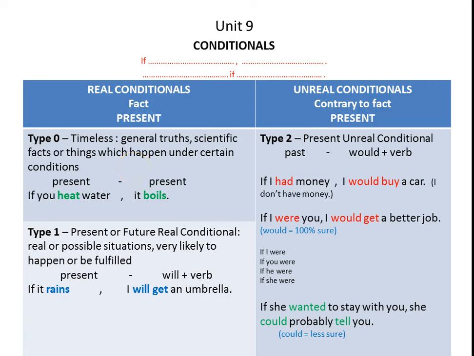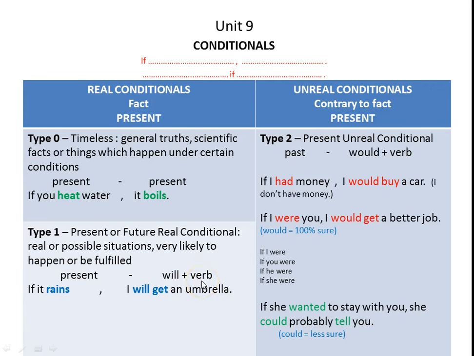If you throw something, it falls. If you heat water, it boils. Heat is present, boils is present. Therefore, the verb in the dependent clause is going to be in the present form, as well as the verb in the independent clause. And also it refers to general facts that can be true for you.